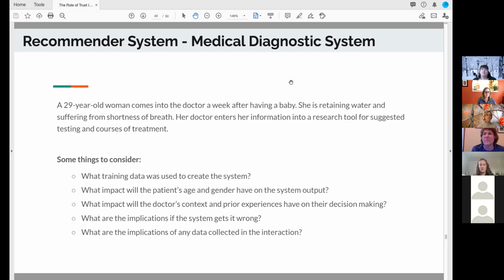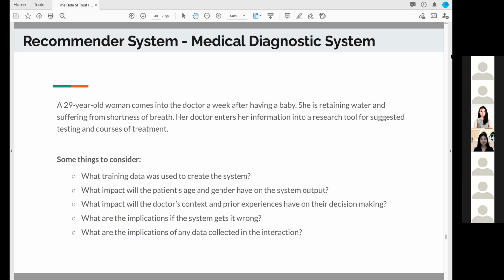So we've got a recommender system for medical diagnostics. A 29-year-old woman comes in to the doctor. It's a week after she had a baby. She's retaining water and suffering from shortness of breath. Her doctor enters her information into a research tool for suggested testing and courses of treatment. So what do we think about that scenario, and where we could craft a UX around such a system?